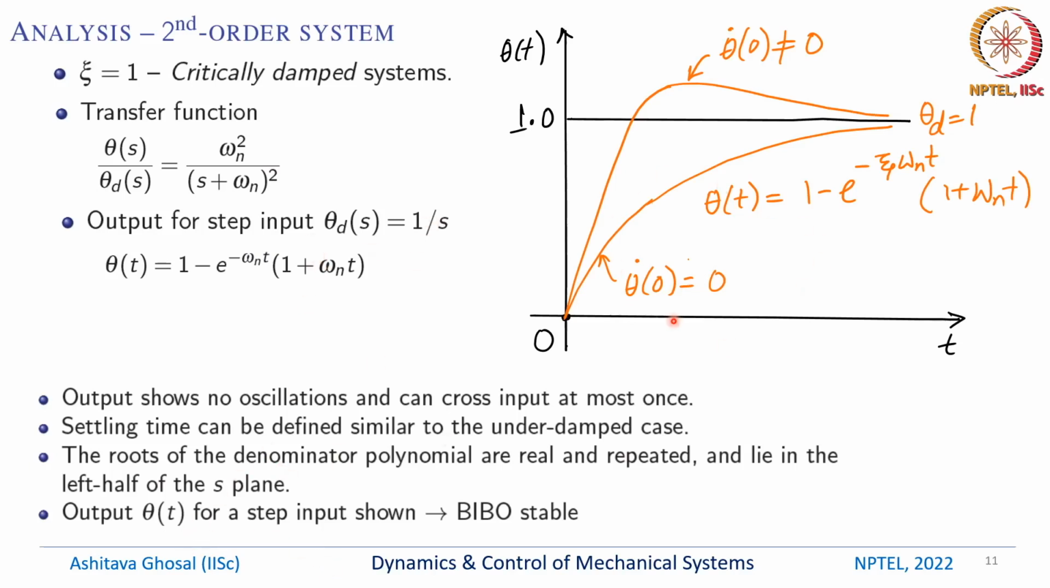You can also see this from the definition of bounded input, bounded output stability. If I give a bounded input of 1, the output is not going off to infinity. The output is also bounded. So this critically damped second order system is also always stable.